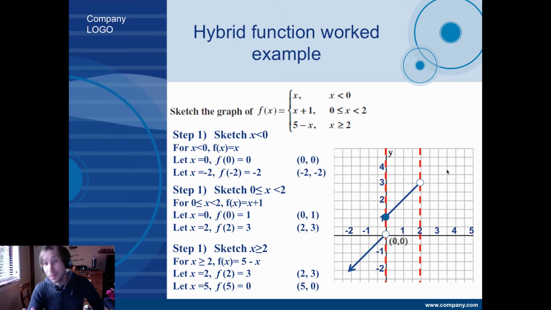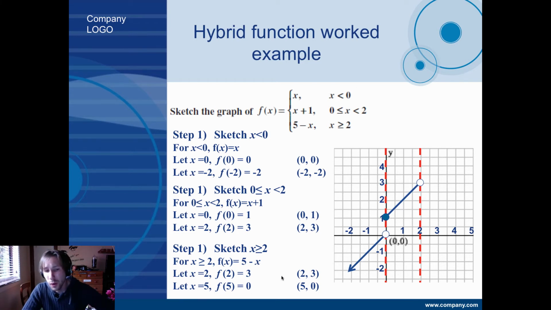So we'll plot that point there at 2, 3. And actually we'll wait for that because you'll see something happen in a second. And then we'll just plot in any x value greater than 2. So we'll just make, say, x equal 5 because we know 5 is greater than 2. So f of 5 is equal to 0 because 5 minus 5 is 0. So you get 5, 0.